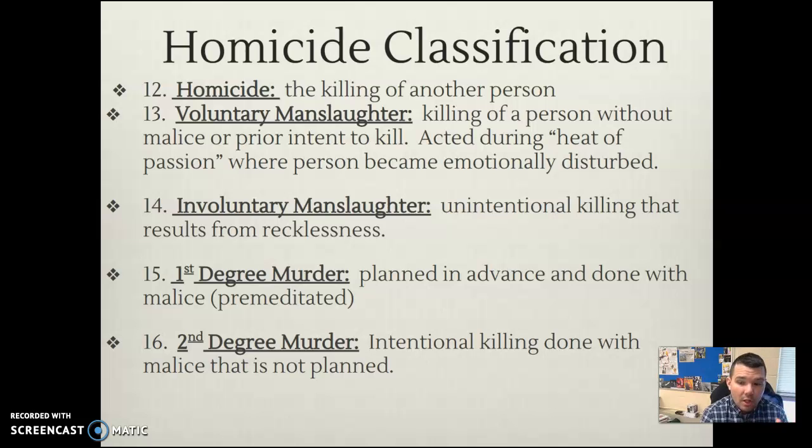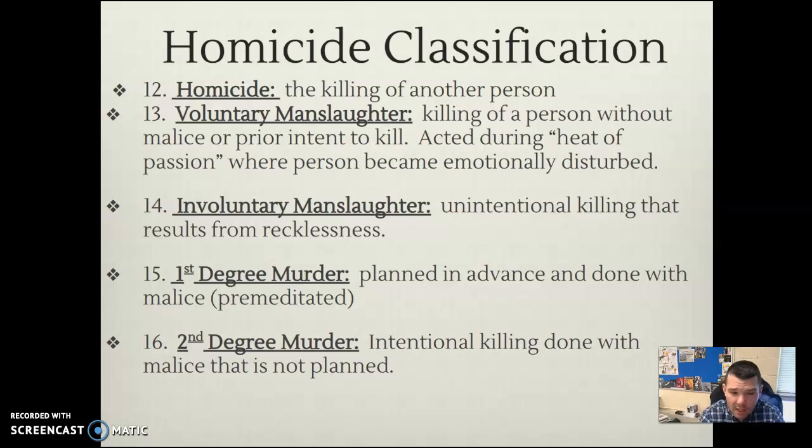Or, this is also important, you did not intend to kill the person. So you didn't go into a situation intending to kill anybody. It just happened through an act. So it's an act during the heat of the passion where a person became emotionally disturbed. So you didn't go into the day saying, hey, I'm going to kill X, Y, and Z. You went to a situation, things escalated, and the act happened accordingly. So that would be voluntary manslaughter. So this might be something you might get in like drunk driving cases, things of that nature.